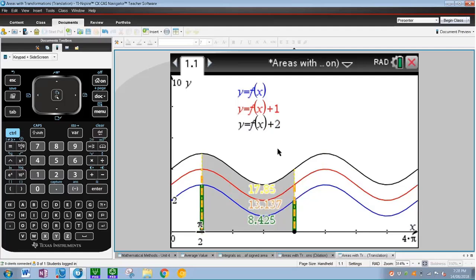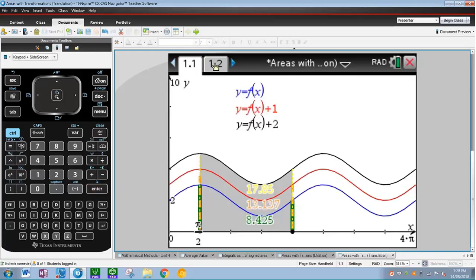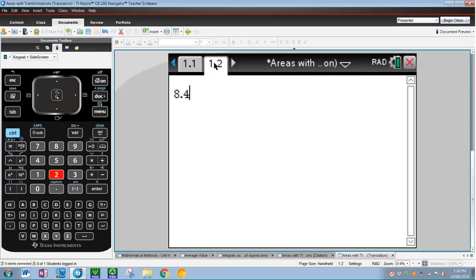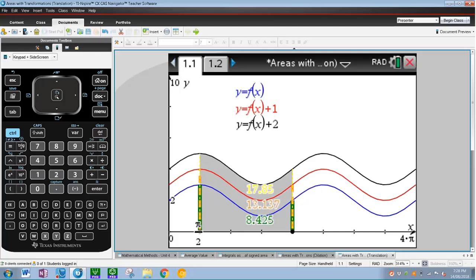So you can, of course, go to the scratchpad or to a calculator page, punch the numbers in, and then out comes the number, and hopefully that number will agree with the 13.137 there. So I'll quickly have a shot at that just to see that everything works out fine. So if you take 8.425 and add on 3 pi on 2, you can see you get 13.137, which does agree with the orange area there.